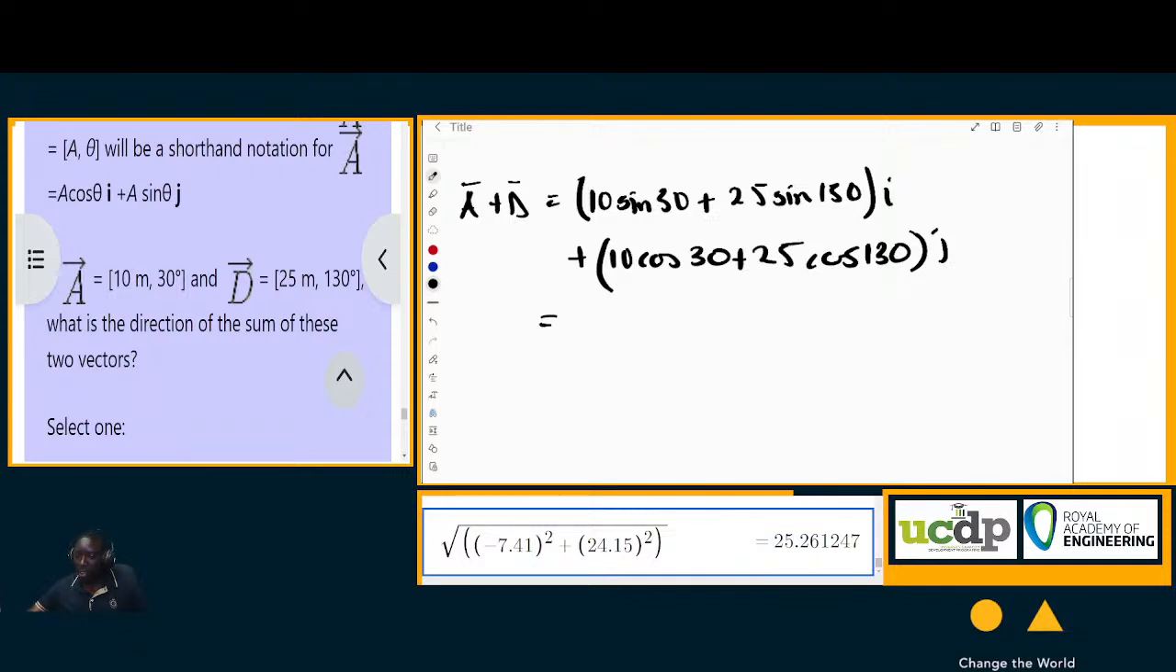I use arctan y over x, got 70. Very good. That's where we wanted to get to. So express 10 sine 30. We said this will be 5, I think. So that's 5 plus 25 sine 130.